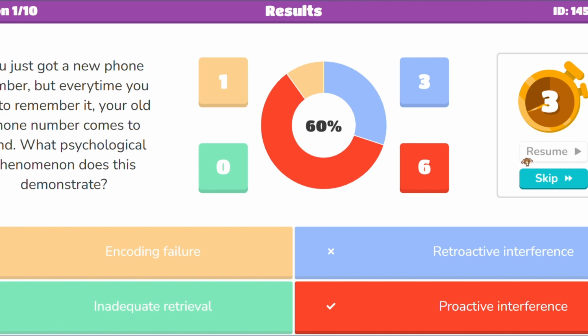Okay, some of us put retroactive interference. So retroactive would be you not being able to remember the old phone number because you keep thinking about the new phone number. Yes.